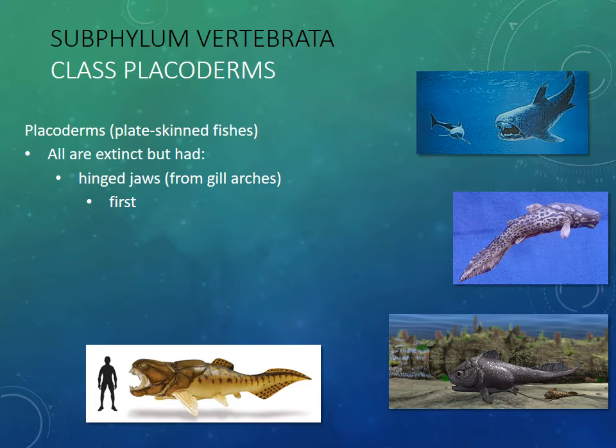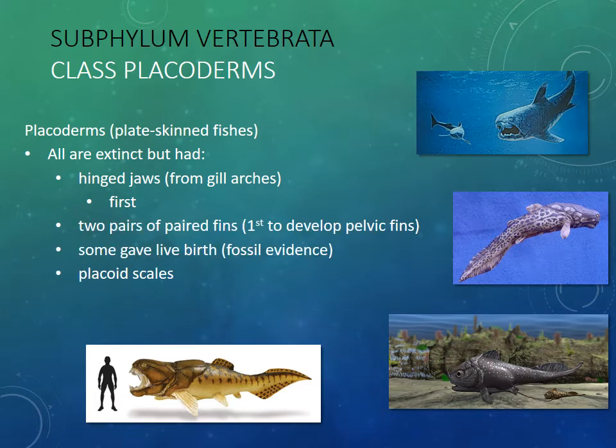But they had a hinged jaw. They're the first ones to have one of those. They had some paired fins. The first set had pelvic fins. Some gave live birth, and they had placoid scales, which are important because they became something else. They didn't have true teeth. Instead, they had some bony plates that served as teeth. They also included the largest super predator and the largest filter feeder in the water. They have thick armor plates over certain regions to avoid getting eaten, because that makes sense. You don't want to die.